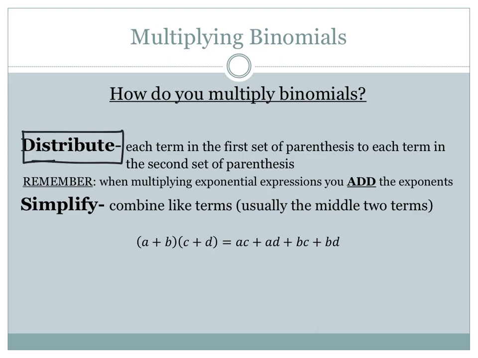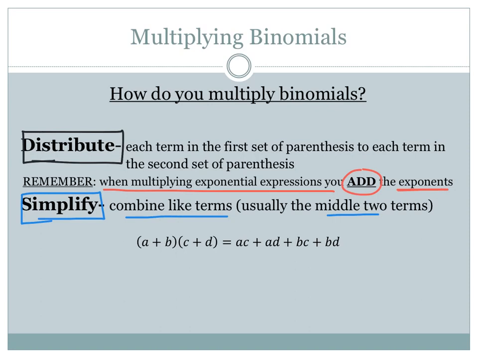Okay, so everything that's in the first pair of parentheses, we're going to multiply it into the second set of parentheses. A thing to remember is that when we multiply exponential expressions, we have to add the exponents, okay? We add exponents, okay? And then we simplify. And when we simplify, that usually looks like combining like terms, which are the middle two terms, 9 times out of 10, the middle two terms.